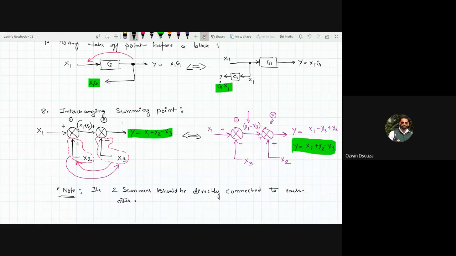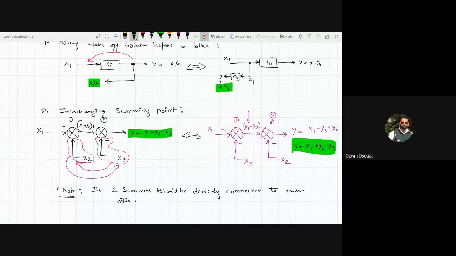in your main block diagram. There shouldn't be any alterations. If you find the exact replica in your main block diagram, then you can think of applying all these rules. If not, you can't apply. So that's your rule number 8.